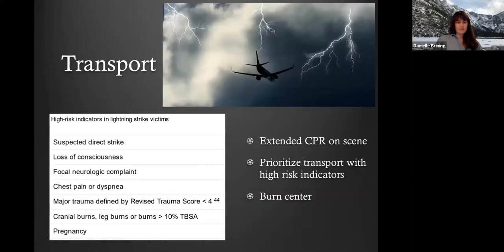So, and then transport. Julie again already went over our high risk indicators in lightning strike victims that helps you determine priority for transport. But the big thing is just extended CPR. Chest compressions during transport have been proven to be ineffective. So patients really should get the CPR treatment triaged on scene before transport.